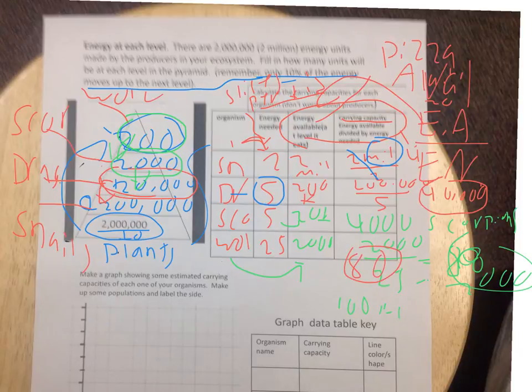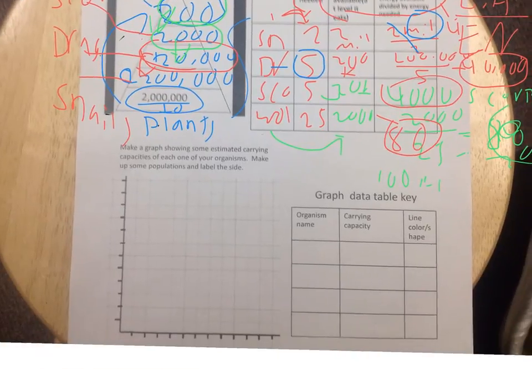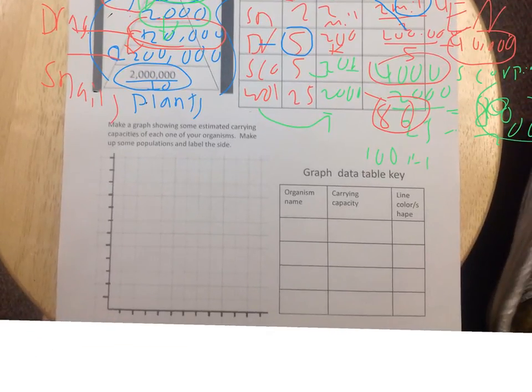Here are my numbers. I got 80 wolverines, 4,000 scorpions, 40,000 dragonflies, and 2 million snails. Those are my carrying capacities. From here, we're just putting it into a graph, just like I did in the video the other day, only this time we know the carrying capacities. So now I'm just going to do this over here.